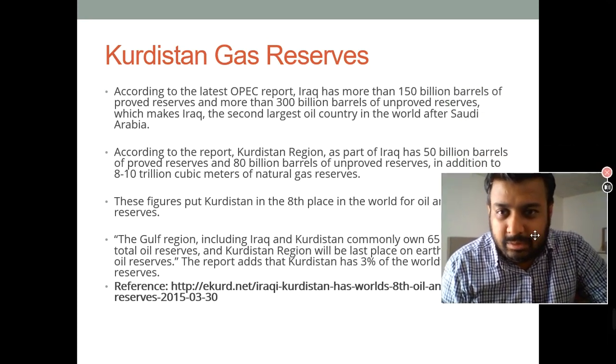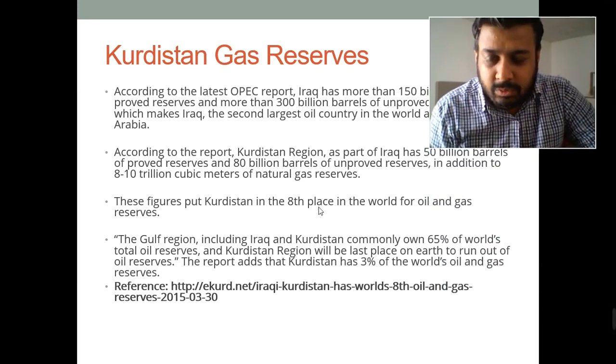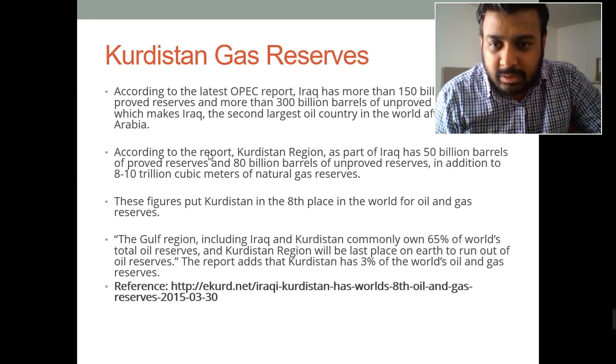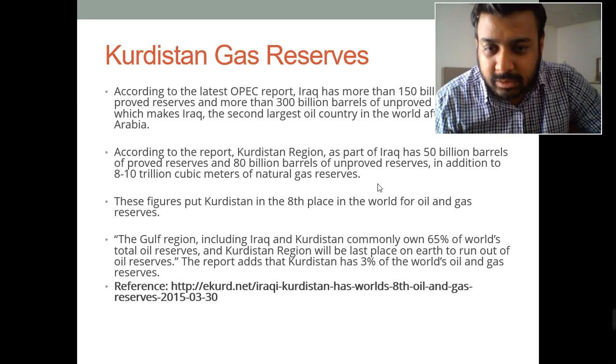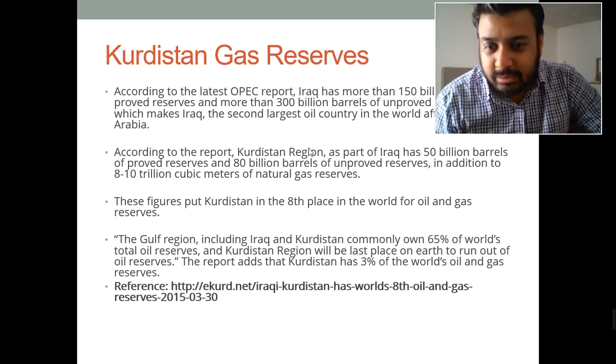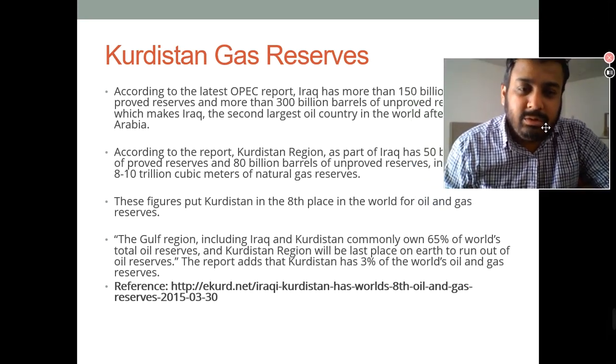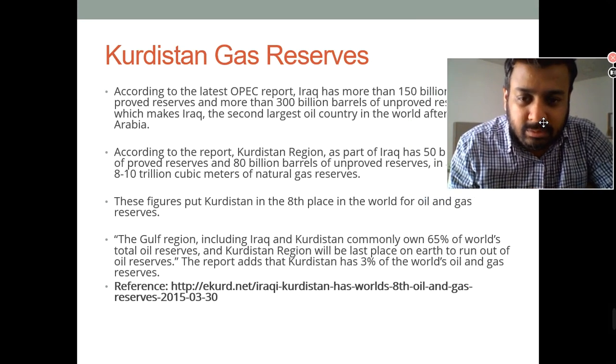Now let's look at the Kurdistan gas reserves, and the report was published in 2015. According to that report, the Kurdistan region, as part of Iraq, has 50 billion barrels of oil reserves and 80 billion barrels of unproved reserves, in addition to 8 to 10 trillion cubic feet of natural gas reserves. These figures put Kurdistan in 8th place in the world for oil and gas reserves. So we have lots of gas reserves here in Kurdistan also.